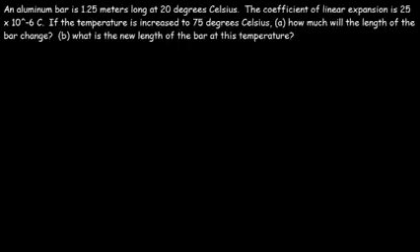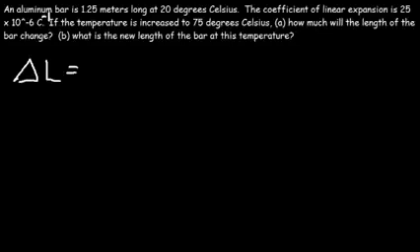An aluminum bar is 1.25 meters long at 20 degrees Celsius. The coefficient of linear expansion is 25 times 10 to the minus 6, and that's supposed to be Celsius to the minus 1. If the temperature is increased to 75 degrees Celsius, how much will the length of the bar change? So we're looking for delta L.